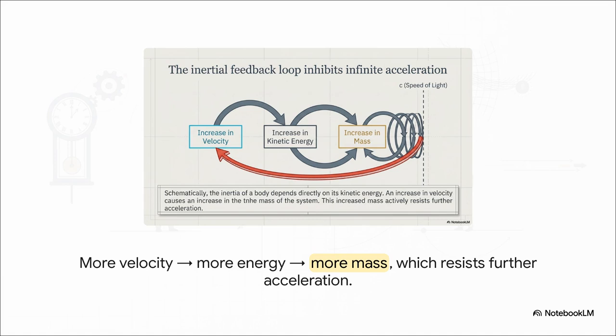And this is where it gets really cool, because it creates this amazing feedback loop. The faster you make something go, the more kinetic energy it has. That extra energy adds to its total mass. And a more massive object is, by definition, harder to accelerate. So the faster you go, the heavier you get, and the harder it becomes to go even faster.